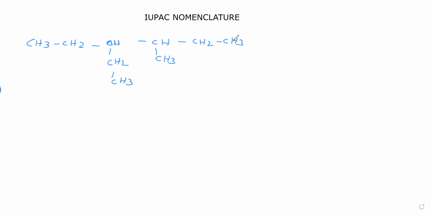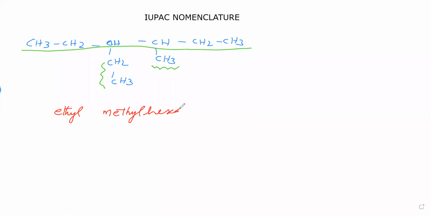Now, let us select the parent chain here. The parent chain is the longest continuous carbon chain, that is, the straight chain. Then we will say the branch. Methyl is a branch and ethyl is a branch. Which name do we have to write first? As per alphabetical order, ethyl we have to write first because E comes first. Methyl we have to write next because M comes next. And here 6 carbons, therefore hexane.